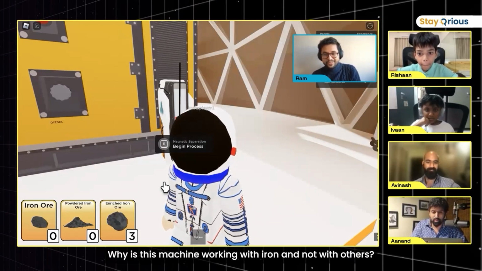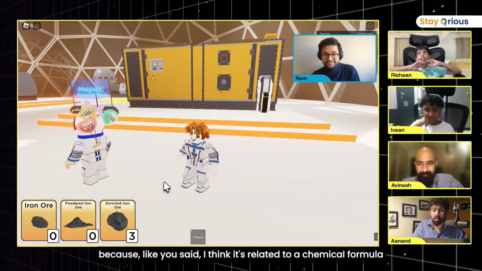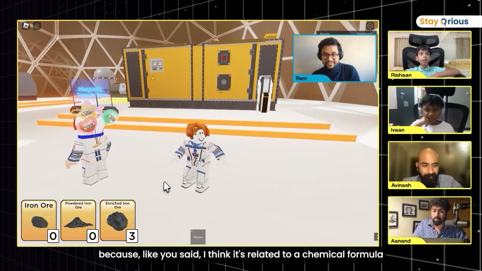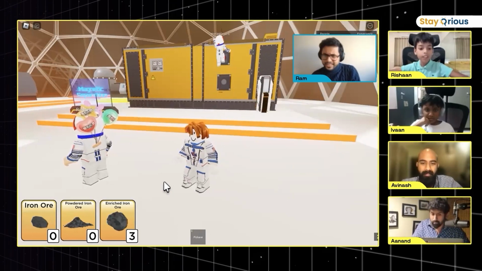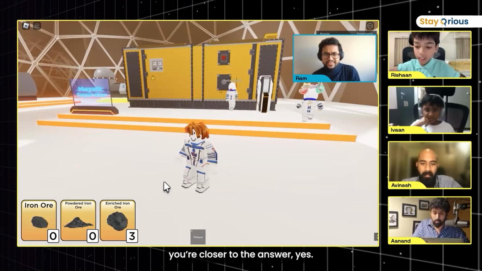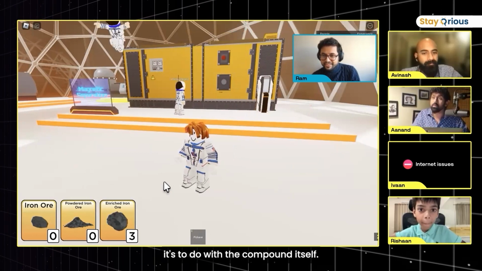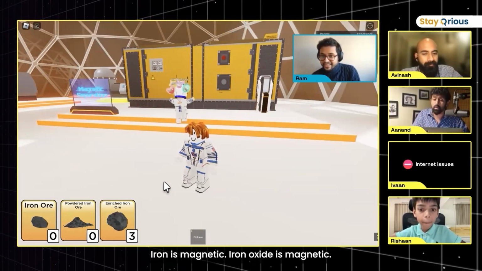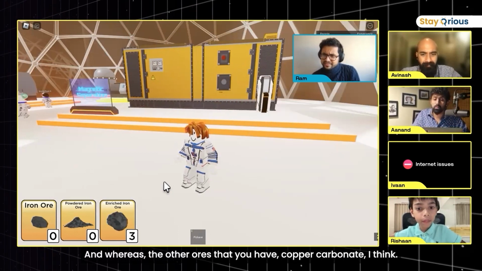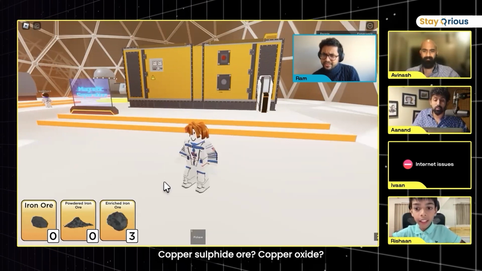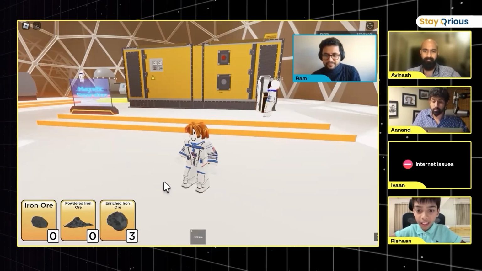What's the hypothesis? Why is this machine working with iron and not with others? I think it only works with iron because, like you said, it's related to a chemical formula that's allowing it to be magnetically separated. Yes, you're closer to the answer. It's not to do with the chemical formula this time, it's to do with the compound itself. Iron is magnetic. Iron oxide is magnetic, whereas the other ores that you have, like copper carbonate, copper sulfide or copper oxide, are not.